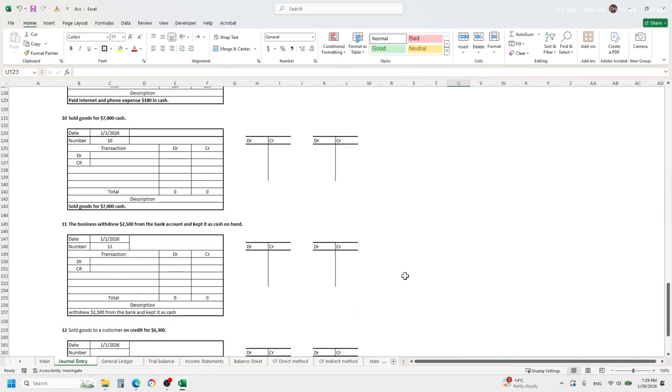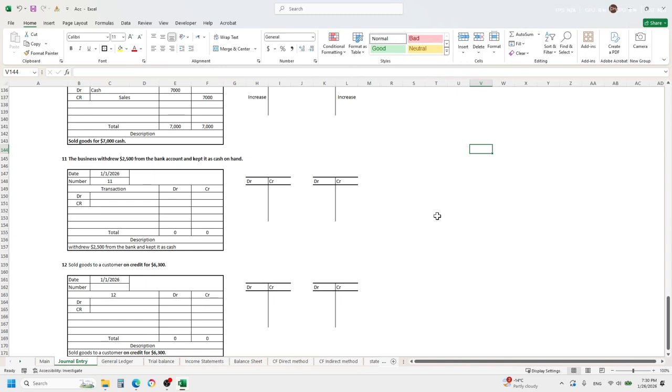Number 10, sold goods for 7,000 in cash. The two accounts that get affected: cash, which is a debit account and it increased, so we debit. We sell, we get income, which is a credit account, and it increases, so we credit. So here cash, here sales, 7,000. The cash increases, an asset increase, so we debit, and the income also increases, and it's a credit balance, so we credit.